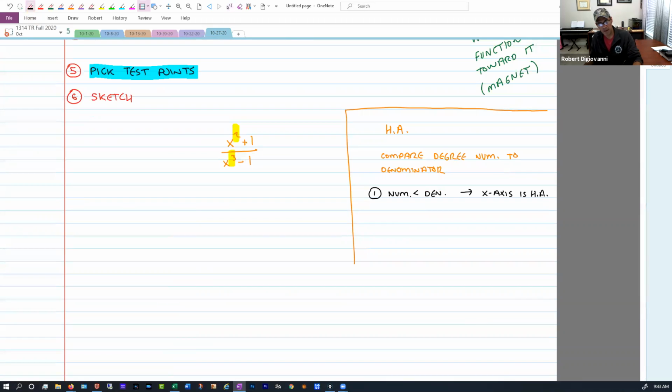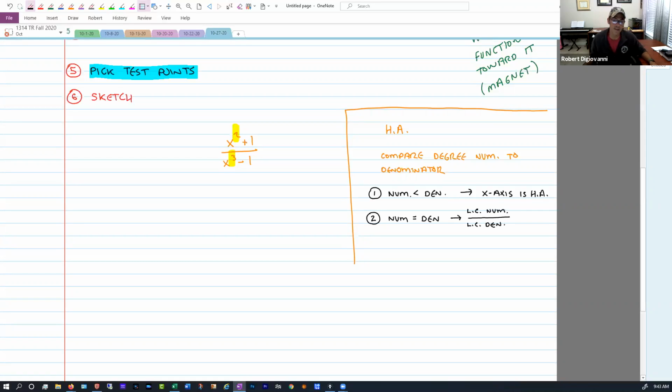Let's see, what would be the next case? Well, what if they're the same, right? What if they're equal to one another? What if the degree of the numerator is equal to the degree of the denominator? Well, this is the one that's the tricky one. If this is the case, then you're going to have a horizontal asymptote. It's going to be the leading coefficient of the numerator divided by the leading coefficient of the denominator.